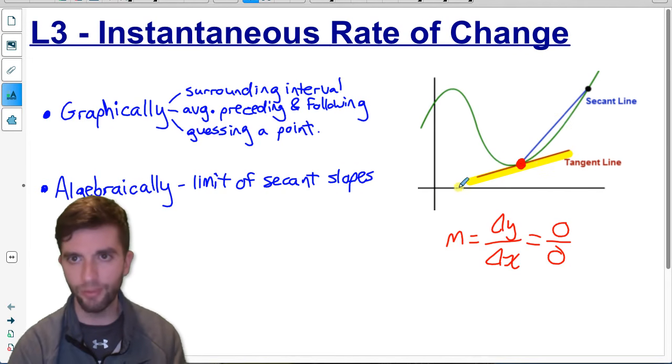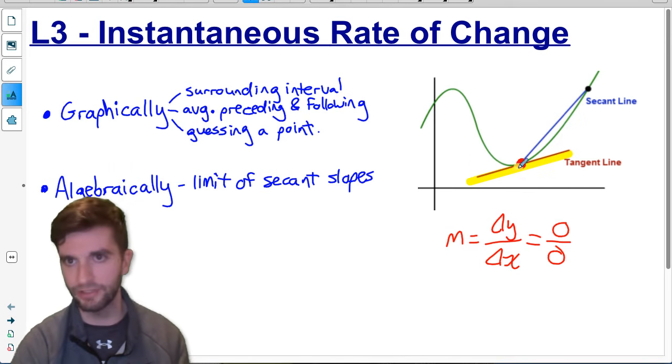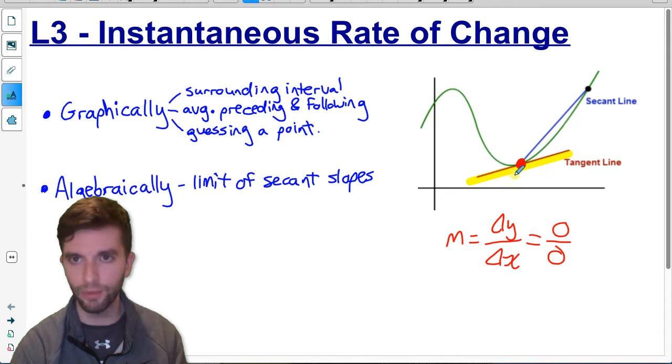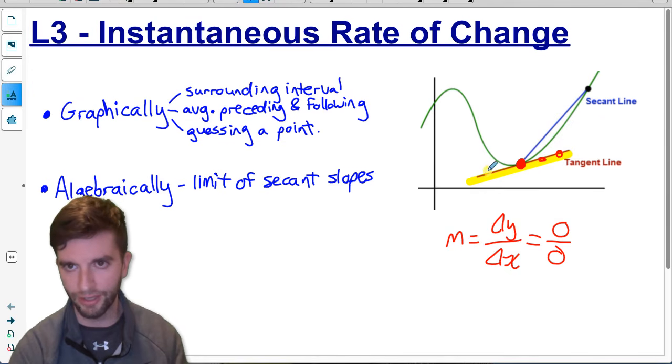Just because we know that's what represents the instantaneous rate of change, that still leaves us with a problem. How do we find the slope of that tangent line? We only know a single point on the tangent line. The only point we know is the point that touches the original function that we have the equation of. We don't know the coordinates of any of these other points.